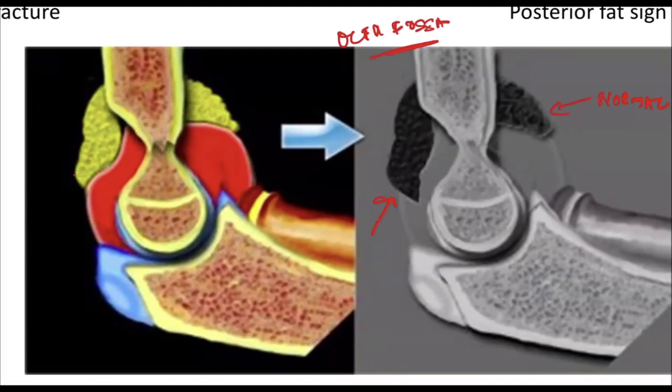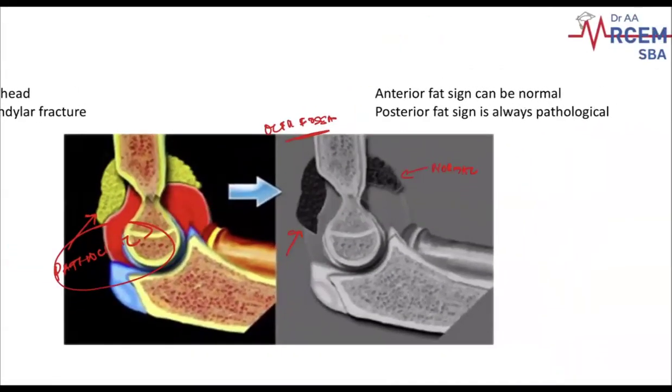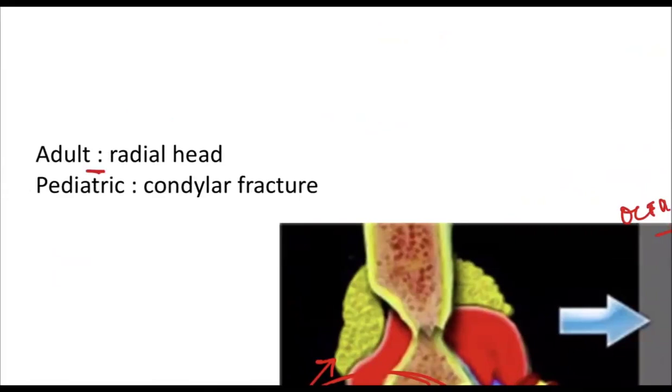It is not seen on an X-ray. If the posterior fat pad sign is picked up on an X-ray, it is always pathological. Remember that posterior fat pad sign is always pathological. If there is an obvious fracture line, you know that is the fracture causing the fat pad sign. If no obvious fracture line is present, suspect a radial head fracture in an adult and a supracondylar fracture in a pediatric age group whenever there is a posterior fat pad sign. Anterior fat pad sign can be a normal finding. Do not depend on the anterior fat pad sign.